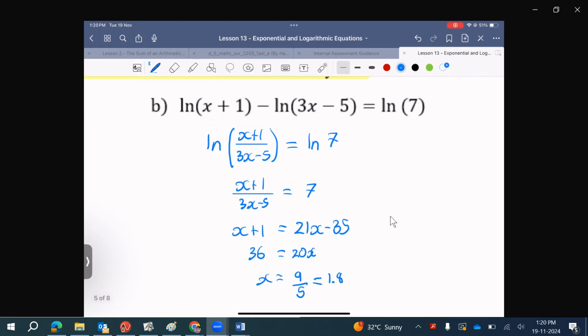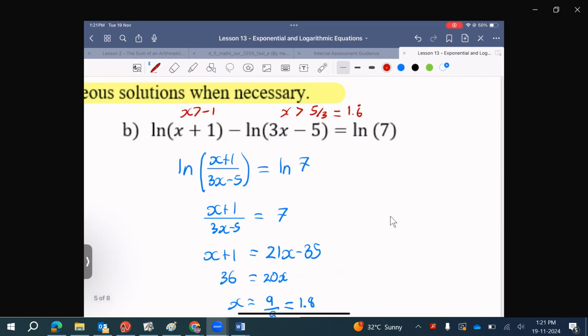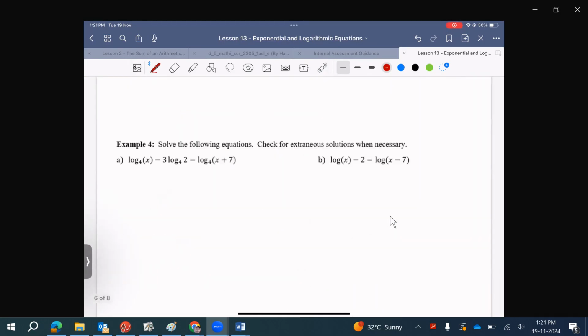Let's have a look. So x is greater than negative 1. x here has to be greater than 5 over 3, which is equal to 1.6 recurring. So we are good. It's slightly higher. All right, let's have a look at example 4.